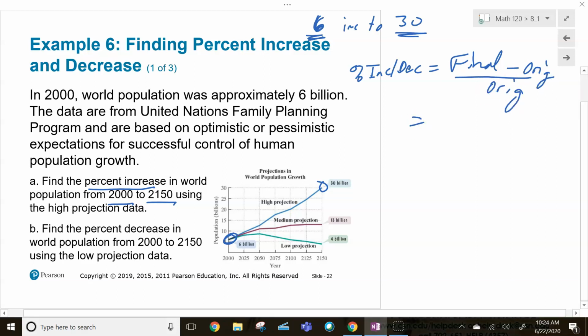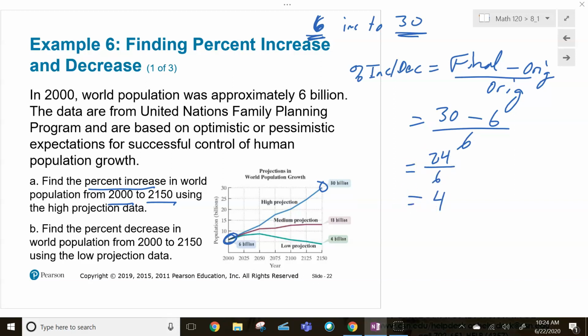Okay, so in the year 2150, we're at 30 billion. Now, again, this is in billions. Minus, originally we started at 6 billion. And we're going to compare this, right? So this is a 24 billion increase. But we're going to compare it to the original 6 billion. So this is 24 over 6, which is 4. Now, this is a number. This is not a percent right now, right? This is our decimal. So this is 4, in other words, 4.00. So what is that? That's 400%. And this is a positive number, increase. If we had a negative on there, it'd be a decrease.